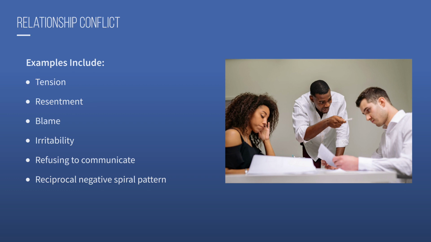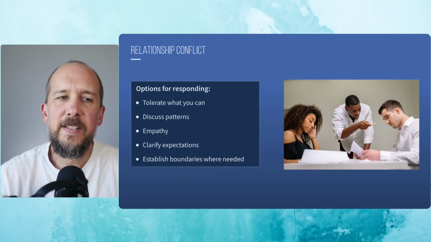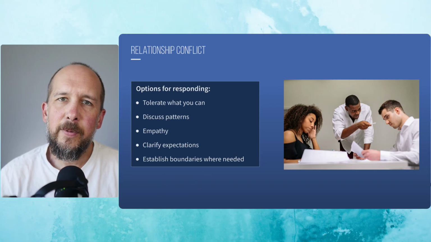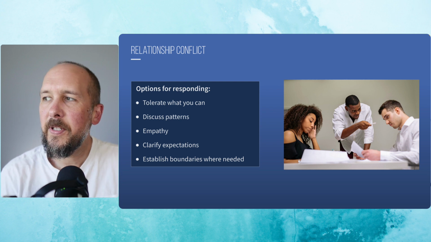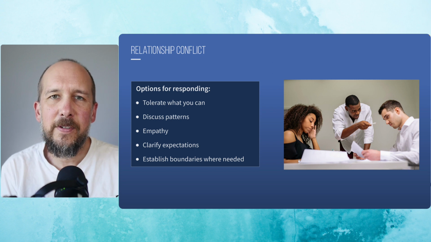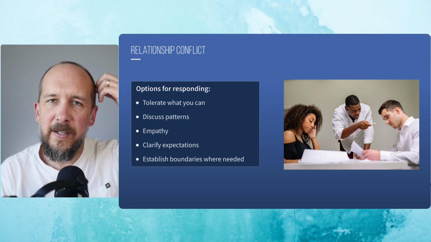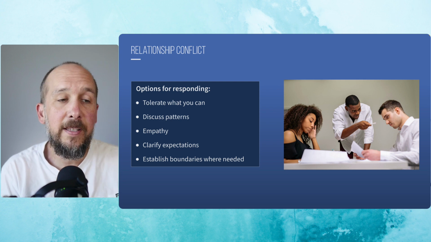So, 2 people who are constantly at each other's throats and butting heads at work, this could be a sign of relationship conflict starting to develop there. And then in terms of options for responding, what I often suggest, at least initially, is to just tolerate what you can. People are not always going to be cheerful and in a good mood. There will be times when one of your staff has been up all night looking after a sick kid, or their parent is chronically ill or something like that, or they're going through chronic pain themselves.